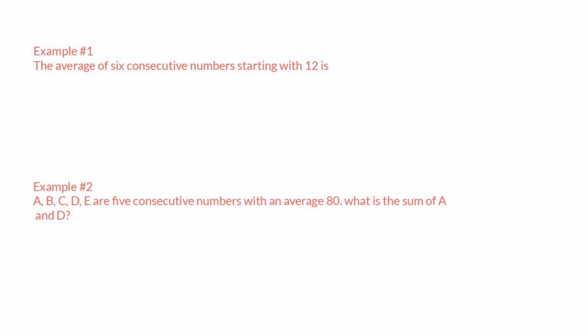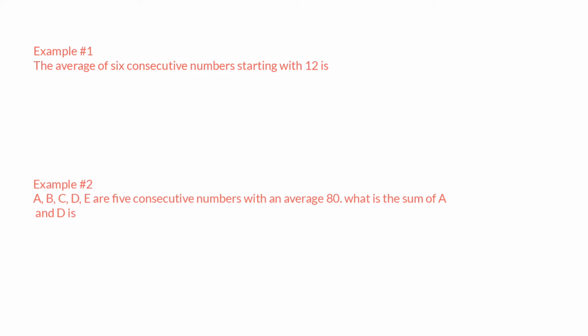We have studied the basic definition of average and the average calculation of consecutive numbers and certain sequences. Now, with that knowledge, we'll proceed to solve a set of examples. Here, the given question is: the average of 6 consecutive numbers starting with 12 is.